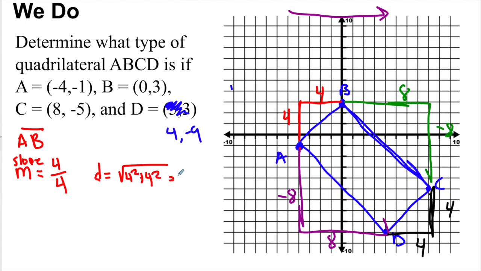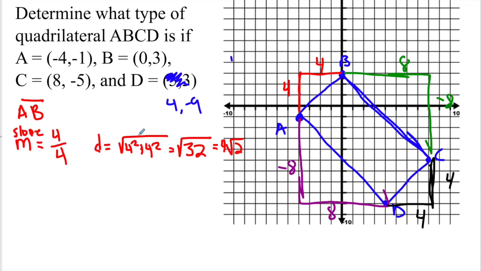Four squared plus 4 squared. That's 16 plus 16, which is 32, which is 4 square root of 2, because it's 16 times 2. Don't worry if you struggle with simplifying that. We will have some more practice with that during the year. Okay, and I'll keep you up to date on that.